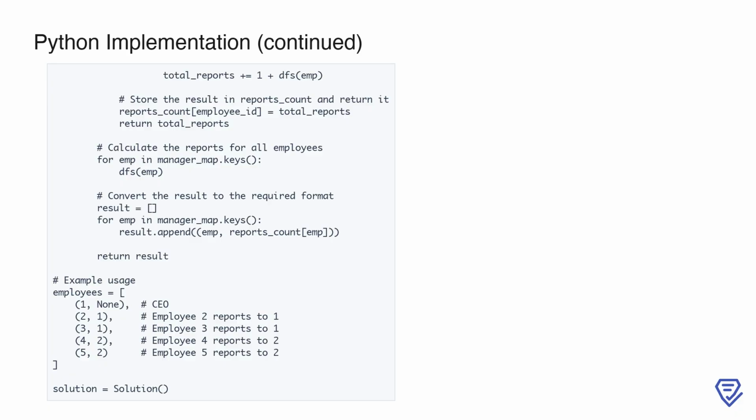After defining the helper function, we proceed to compute the reports for all employees in the manager_map. This ensures that every employee's report count is calculated, even if they are not explicitly referenced in earlier recursive calls. Once this is complete, we prepare the result in the required format. We iterate over all employees in manager_map.keys and append a tuple for each employee, containing their ID and the total count of reports from reports_count. This ensures that the final output is formatted as a list of tuples, where each tuple represents an employee and their respective total report count. The method then returns this result, which provides the desired information in a clear and structured format.